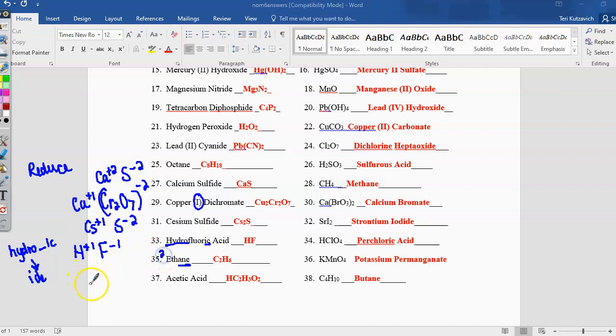This next one is an alkane because it ends in ane. F is 2, so it's going to be C2H, 2 times 2 plus 2. So it's C2H6. And acetic, first of all, it's an acid, so it begins with H. Acetic comes from acetate, which is C2H3O2 -1.